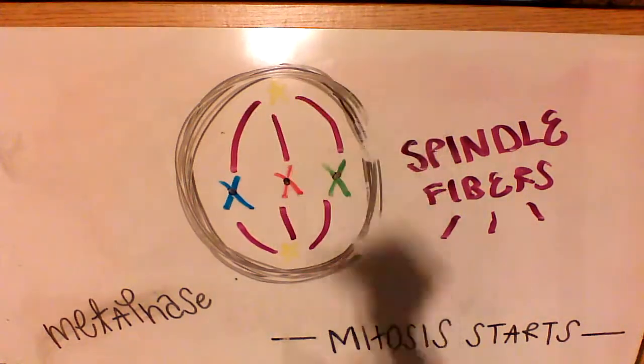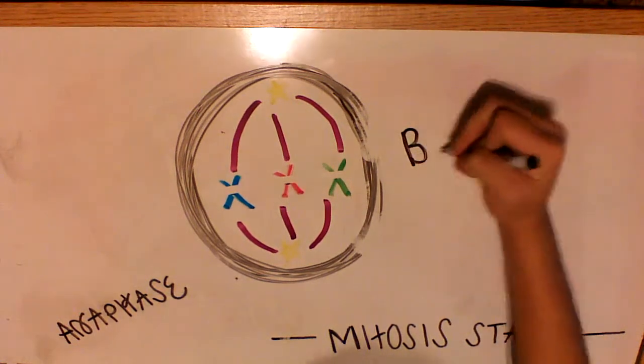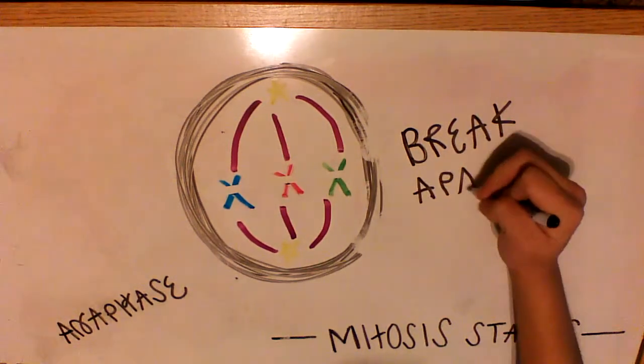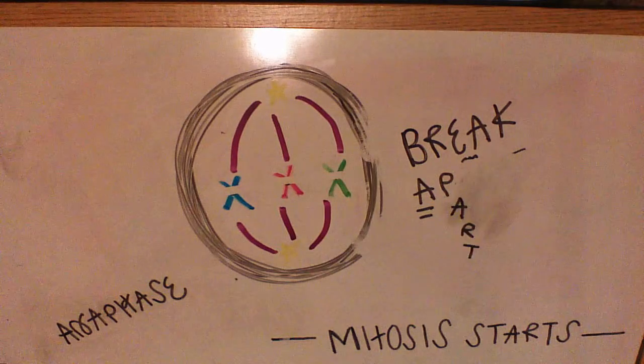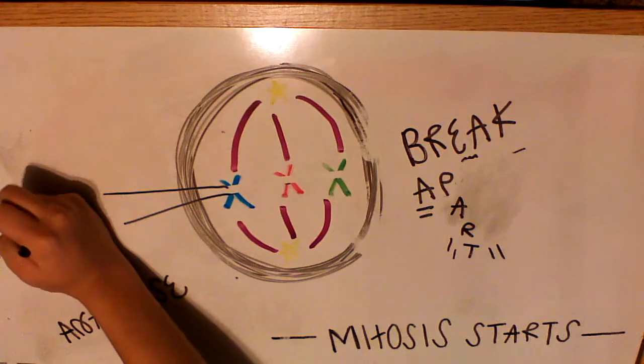in place. The fifth phase is anaphase, and that stands for breaking apart. As you see, the chromosomes are separating and going to opposite ends of the cell. These separate chromosomes are called daughter chromosomes.